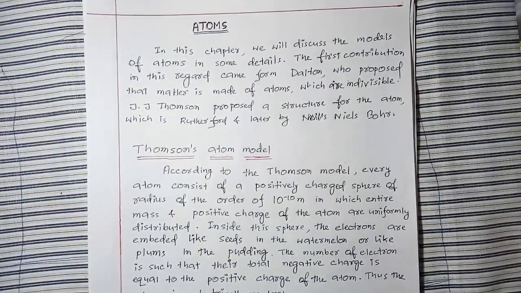That means all of you are familiar with the watermelon. I will not talk about the pudding, but all of you are familiar with the watermelon. So you know how these seeds are there inside the watermelon, yes or no? So these seeds we have in the watermelons are what? They are electrons. And the other part inside the watermelon, the red part, that is what? Positive charge.